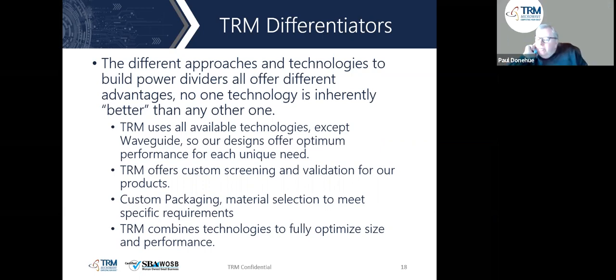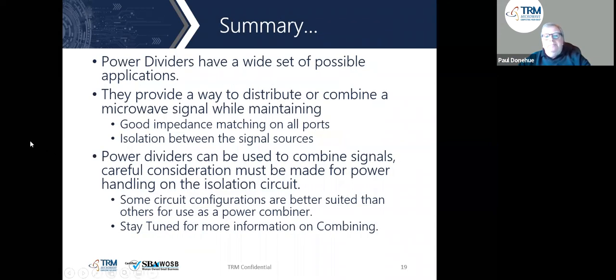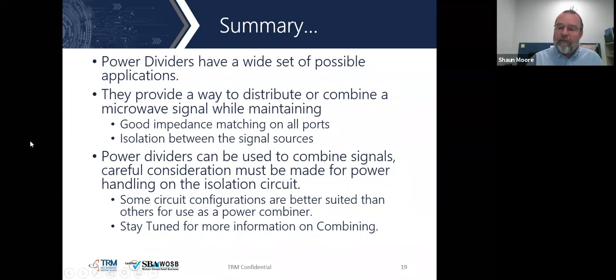Okay, well, this is certainly a lot of good information, Shaun, and maybe since we've covered so many different things, you could give us just a little summary. Sure. So, power dividers have a wide set of possible applications. They provide a good way of distributing a well-conditioned signal throughout a network. They maintain good impedance matching on all the ports. And they also provide isolation between the outputs. Therefore, one subassembly and another subassembly will not talk to each other through the power divider. The isolation network provides that.